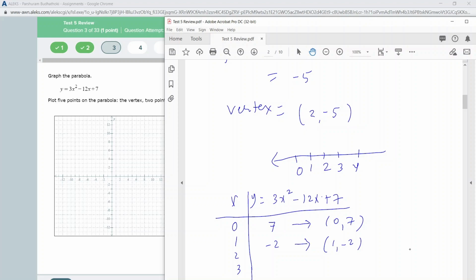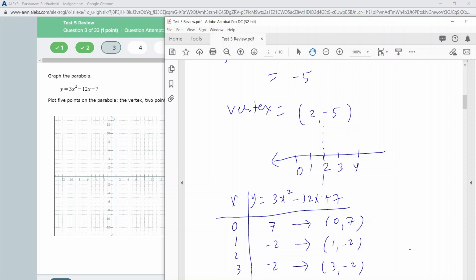If you put 3, then whatever you put on the left side, because you can see that this is the axis of symmetry, the axis of symmetry will pass through this point too. So that means whatever value you get for the 1, you will get the same value for the 3. If you don't understand that, just plug x equal to 3 into this calculation. You are going to get -2. So 3 squared is 9 times 3 is 27, minus 36 is negative 9. Negative 9 plus 7 is negative 2. The same point, (3, -2).